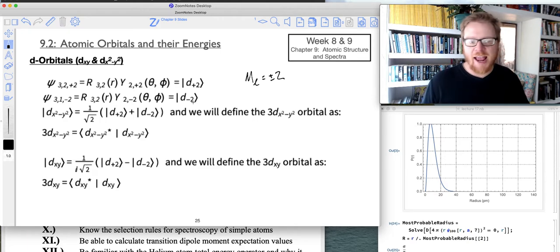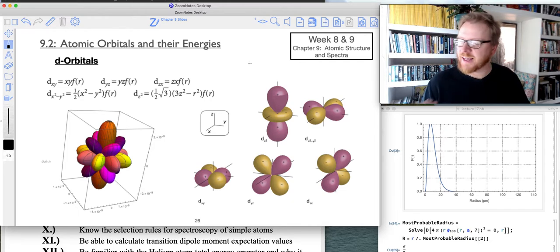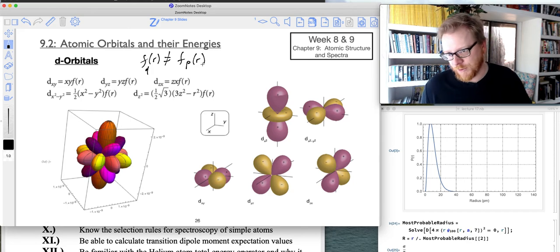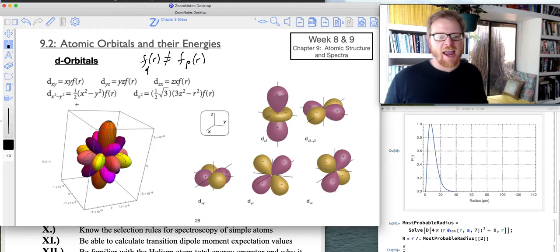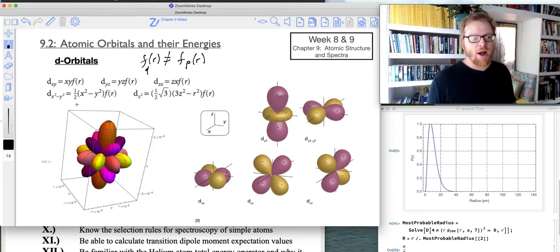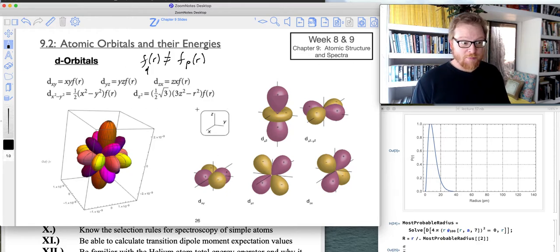Fantastic. And in the same way, we get superpositions of either that will then correspond to the 3dx squared minus y squared or the 3dxy. And that comes, again, from this algebraic manipulation, f of r. So it's important to note this function f of r for the d does not equal the f of r function for p orbitals, right? But within the same subshell, within the same d subshell, that f of r function is the same for all of these. And so you can see through algebraic manipulation where those labels come from.